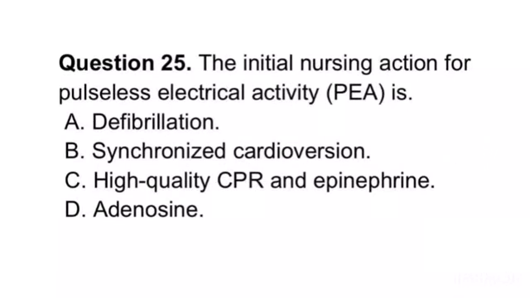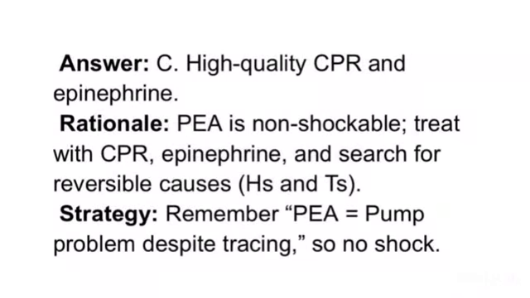Question 25. The initial nursing action for pulseless electrical activity, PEA, is A. Defibrillation. B. Synchronized cardioversion. C. High-quality CPR and epinephrine. D. Adenosine. Answer: C. High-quality CPR and epinephrine. Rationale: PEA is non-shockable, treat with CPR, epinephrine, and search for reversible causes, the Hs and Ts. Strategy: remember PEA equals pump problem despite tracing, so no shock.